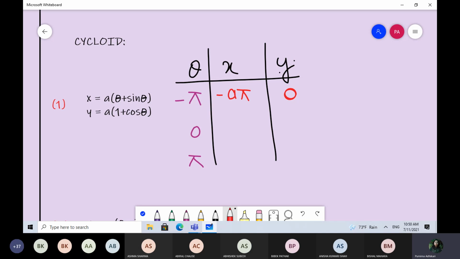What will be your x for theta equals 0? When it is 0, x is also 0. Y will be... yes, what is your x for pi? X and y for pi. Come on. X is a pi, and y is 0, again 0.